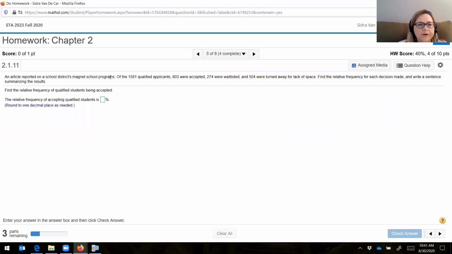An article reported on a school district's magnet program. Of the 1,581 qualified applicants, 803 were accepted, 274 were waitlisted, 504 were turned away for lack of space. Find the relative frequency for each decision made and write a sentence summarizing the results. Find the relative frequency of qualified students being accepted.